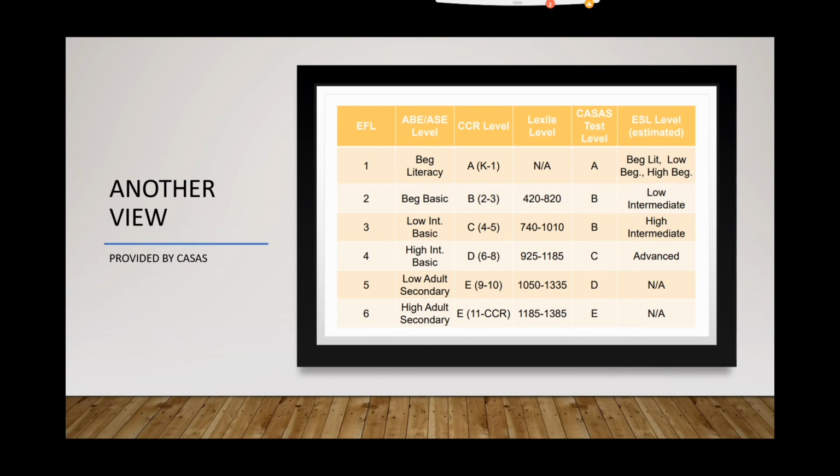And this next graphic is just the same information, but another view that's been provided by CASAS, so that you can see the different ELL levels, that's ELL 1 through 6, and the corresponding college and career readiness level. So you can see that a student who is completing ELL 3, that high beginning ELL level, would really need to be on par with accessing beginning literacy ABE levels, so being able to speak and write at about a second grade level as they're exiting that high beginning level. And that's a higher challenge than what we have previously seen.